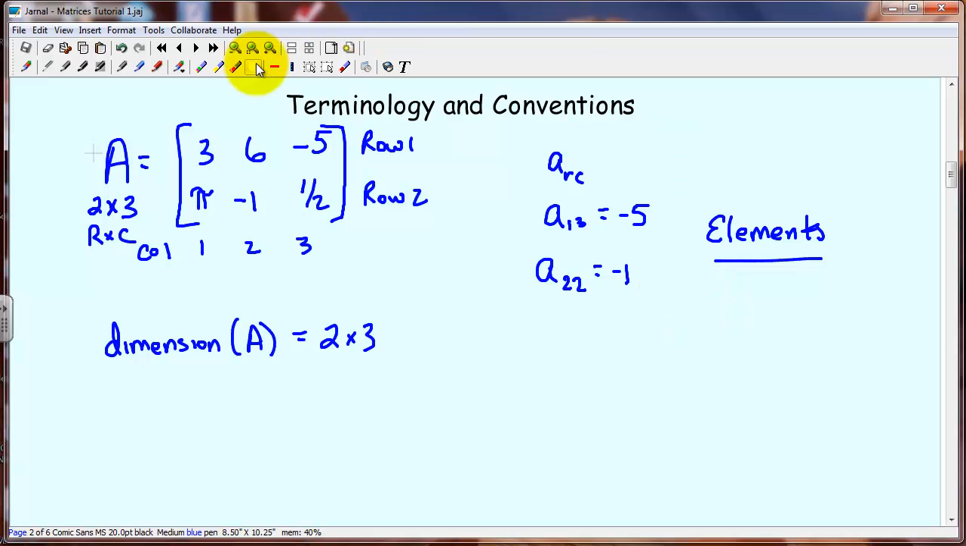So we have our dimensions, rows and columns, capital letters for names of matrices, and many times in textbooks these capital letters will be in bold, but I'm not going to take the time to make all these bold, so we'll just use capital letters for our matrices. We have square brackets and rows and columns. So that's our terminology. So let's move ahead.